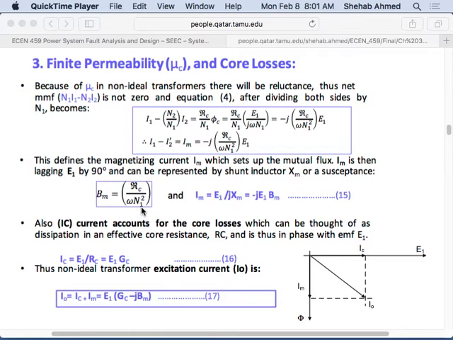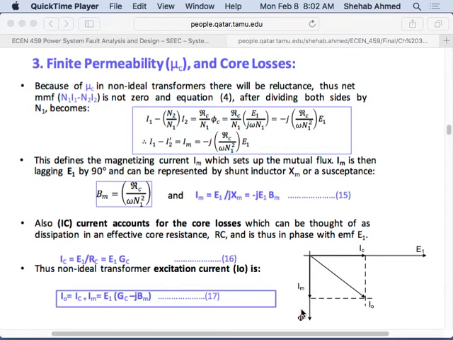And we saw that this current component is the current component that is lagging this voltage E1 by 90 degrees, according to this minus j value here. This will be in phase with the flux that it is producing, right? So it's producing this flux, and it is in phase with this flux that it is producing. And that's what we have on the phasor diagram here.